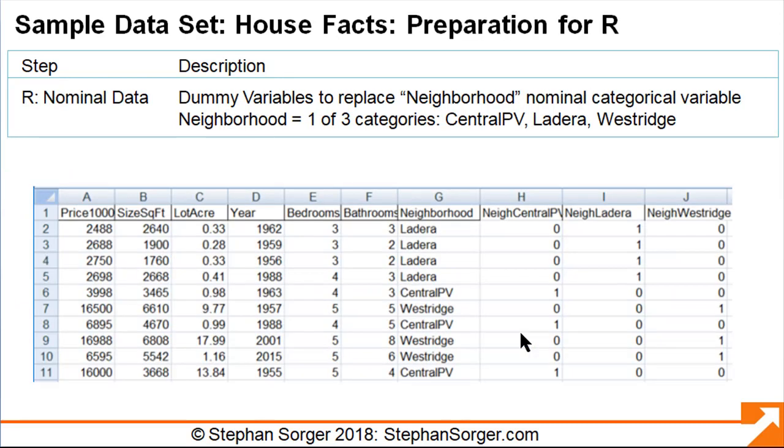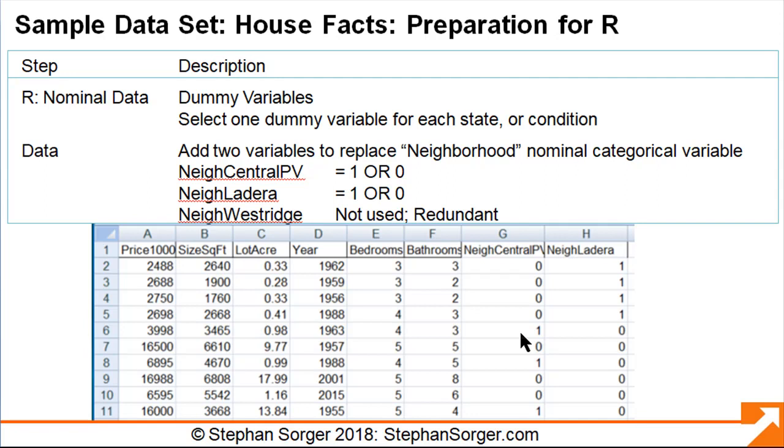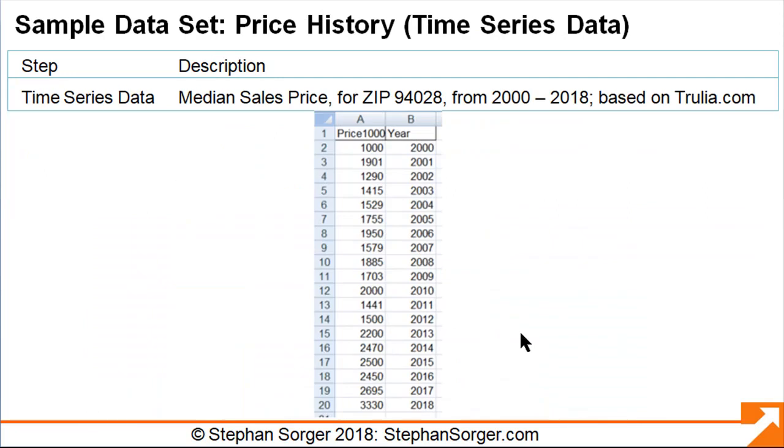We need to code the categorical variable using dummy variables. We create 3 dummy variables, one for each state of the categorical variable called neighborhood. Each dummy variable will be assigned either 0 or 1, depending on whether the home is located in that neighborhood. But if we have 3 states or conditions, and we know the conditions of the first 2 states, we also know the third, so the third variable is redundant, so we remove it.